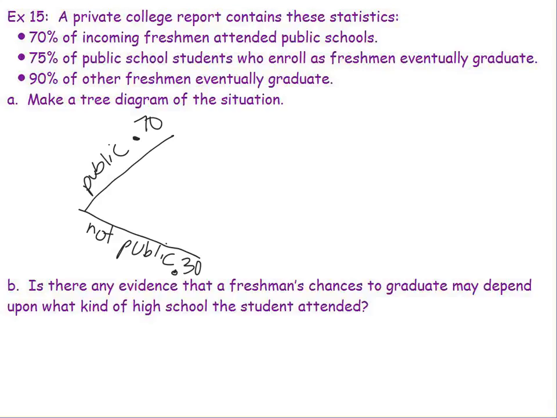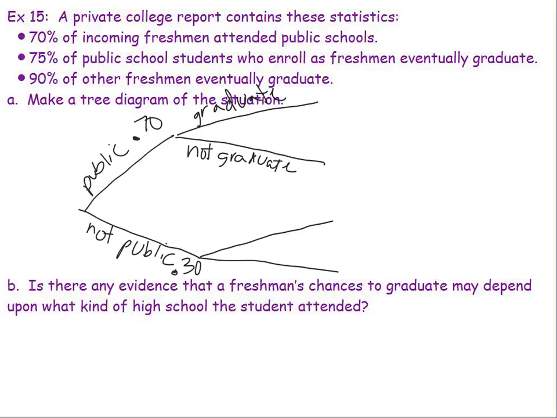Now, once they've enrolled in college, they go through school, and what happens? They eventually graduate. So these public school students go on to graduate. Well, there is an option instead of graduating. Unfortunately, we do have some students that do not graduate. So that's going to be my other branch. And those same 2 options are going to apply to our non-public people. They either graduate or they do not graduate.